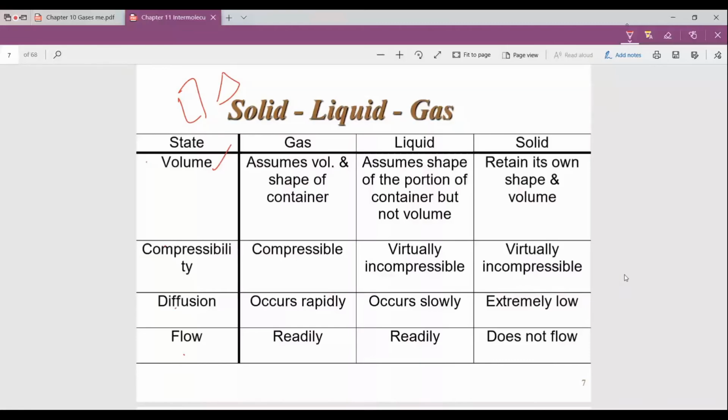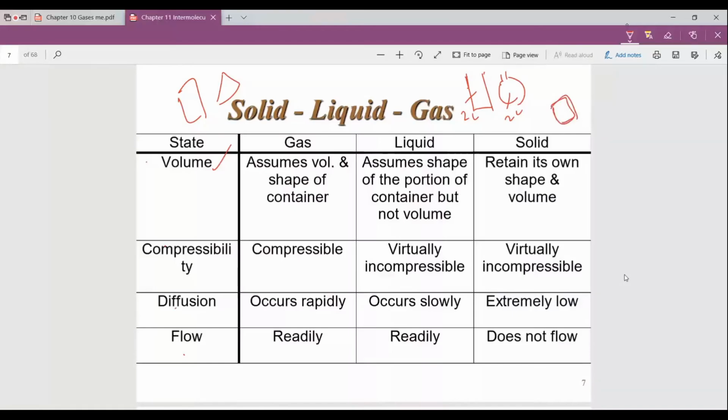And for liquid, it assumes the shape of the container but not the volume. Liquid can flow, right? So it follows the container. Even though they have the same volume, it follows the shape of the container. Even though this is 2 liters and 2 liters, the same volume, the shape of the liquid follows the container. A solid retains its own shape, because a solid like ice is in an ice cube, you cannot change the shape.